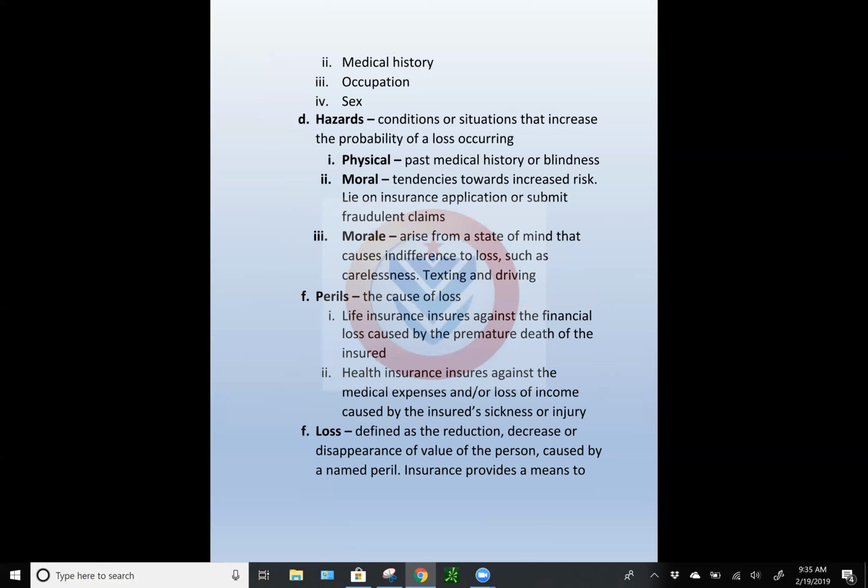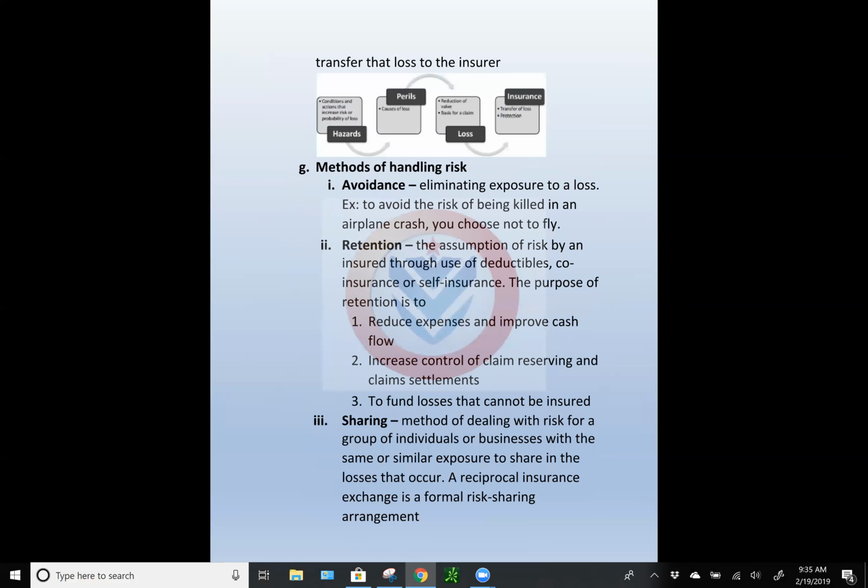Next, we need to know what is a loss. A loss is defined as the reduction, decrease, or disappearance of value of the person caused by a named peril. Insurance provides a means to transfer that loss to the insurer. So please make sure you're familiar with all of these terms: insurance, loss, perils, and then hazards. And hazards are conditions and actions that increase risk or probability of a loss occurring.